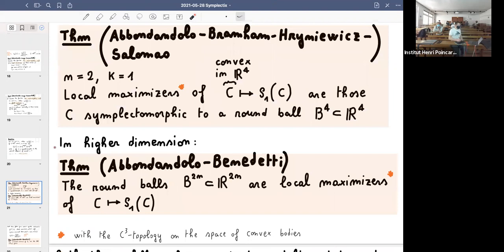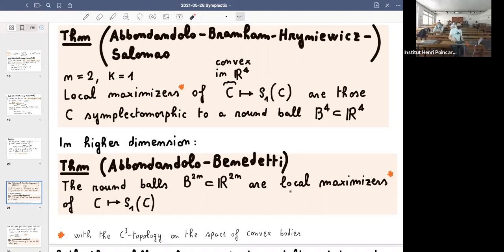So let me mention that for Viterbo's conjecture, there are some positive results on a local version of Viterbo's conjecture. So I'm going to mention here two theorems. I start from the second, actually. The second, which is the most recent one, is due to Alberto Abbondandolo and Gabriele Benedetti. It says that the round balls are local maximizers of the systolic ratio defined on the space of convex bodies in R^{2n}.